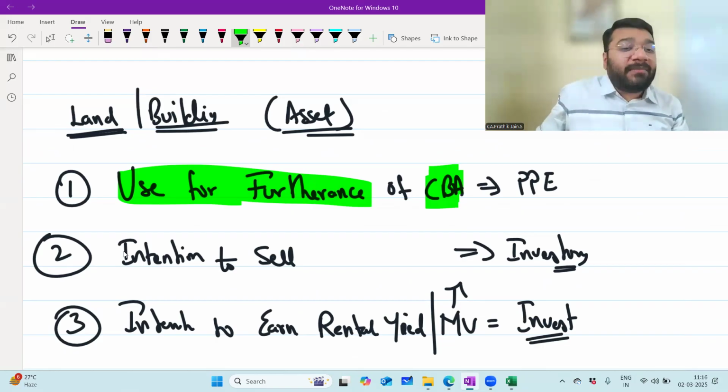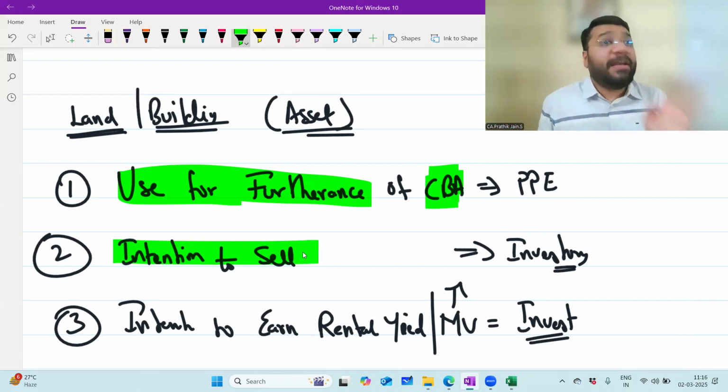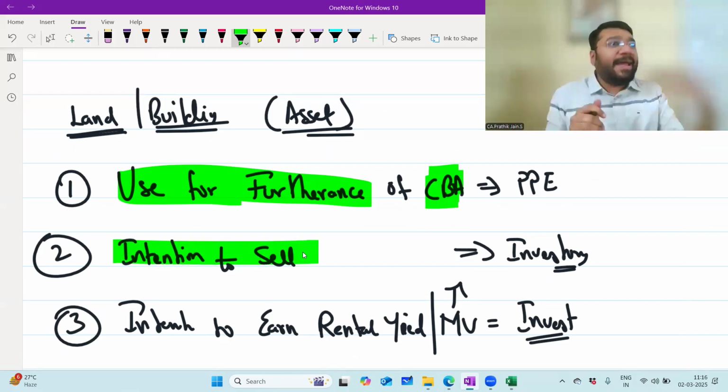That is the first point. Second, I'm buying the building with the intention to sell. I will not wait for the appreciation and all. I'll buy it, I'll sell it.